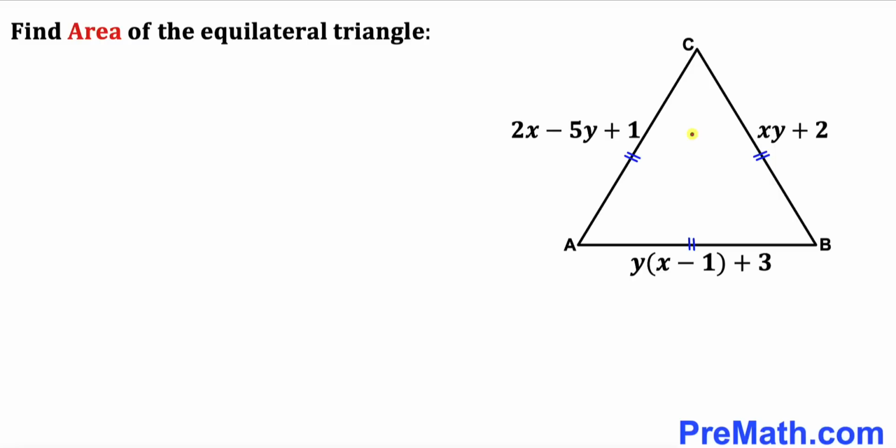In this video, we have this equilateral triangle ABC, as you can see in this diagram, such that its side lengths are represented by 2x minus 5y plus 1, xy plus 2, and finally y times x minus 1 plus 3. And now we are going to calculate the area of this equilateral triangle ABC.